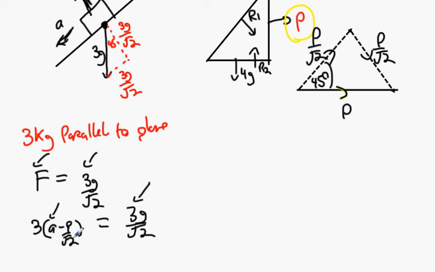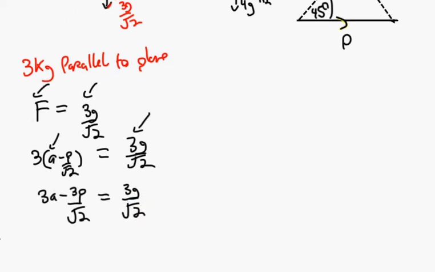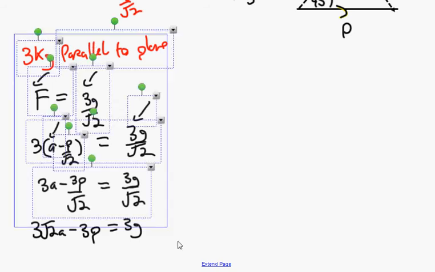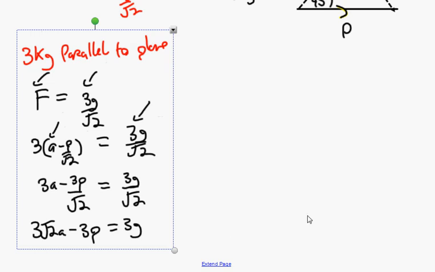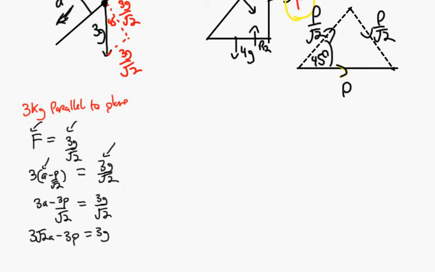So that's your first equation. It's going to be 3a minus 3P over root 2 equals 3g over root 2. Okay, that'd be our first equation. I might be inclined to multiply both sides by root 2, and that will help me get rid of any fractions, especially surd fractions. I won't be too fond of them. Okay, that's done. What we're going to do next is the wedge, perpendicular to plane.